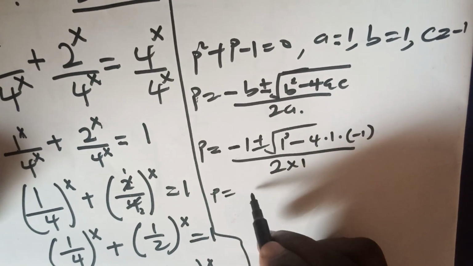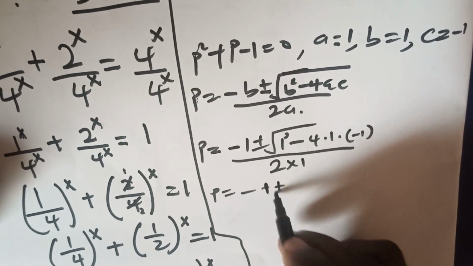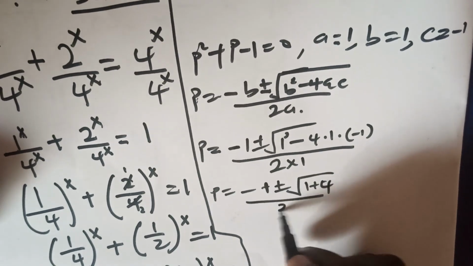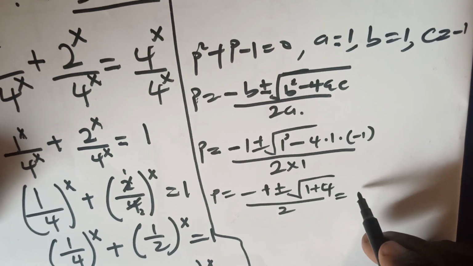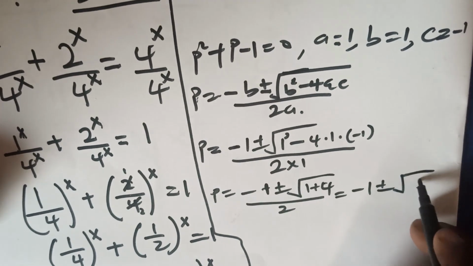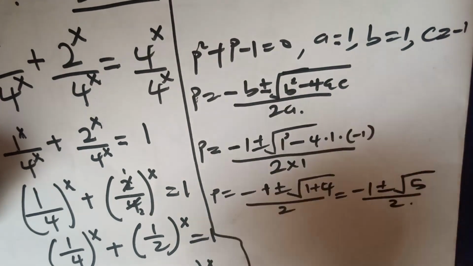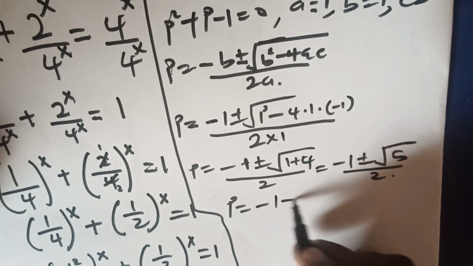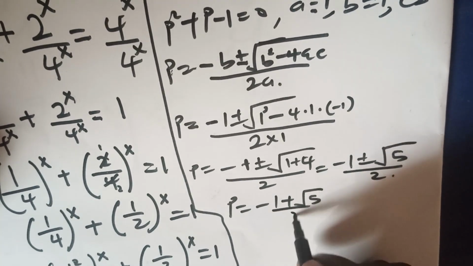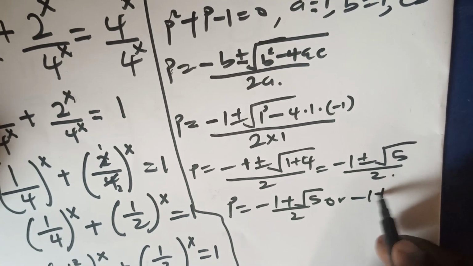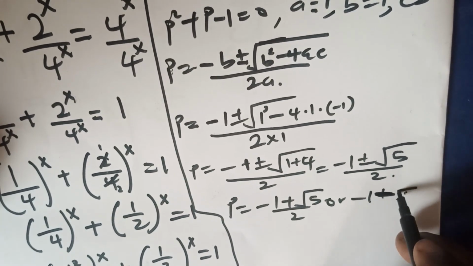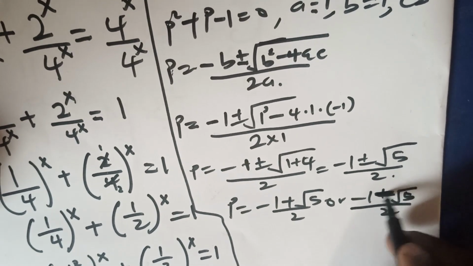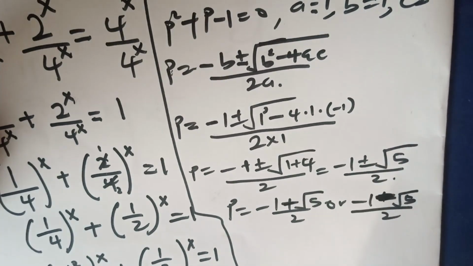So our p is equal to minus 1 plus or minus the square root of 1 plus 4, all over 2, which is equal to minus 1 plus or minus the square root of 5 all over 2. So therefore, our p is equal to minus 1 plus the square root of 5 all over 2, or minus 1 minus the square root of 5 all over 2. At this point we have a minus sign here, and this one is a plus.